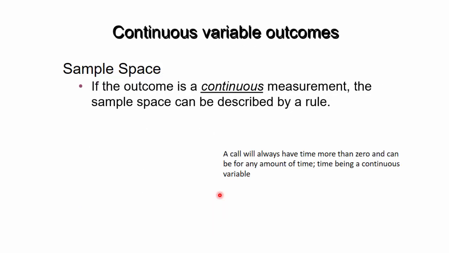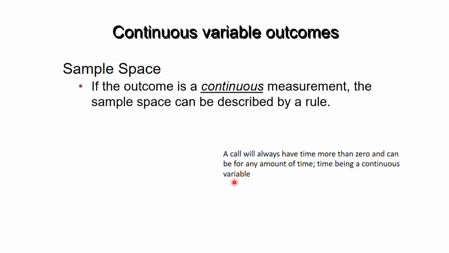The other type, as we said, is a continuous variable outcome. Well, let's look at an example of making a call using your mobile phone. You make a call. If you talk, it is recorded for the number of minutes or amount of time that you talk. If you do not talk, it becomes 0.